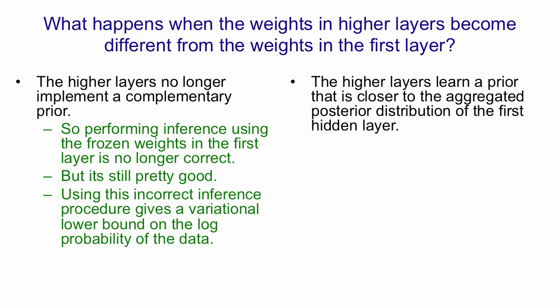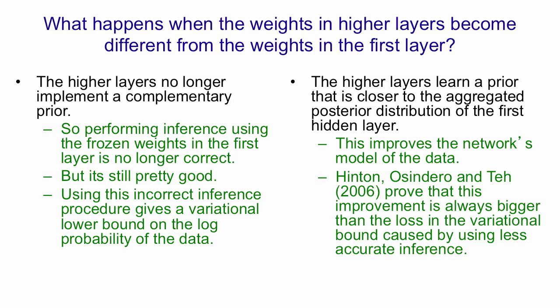The higher layers have changed because they've learned a prior for the bottom hidden layer that's closer to the aggregated posterior distribution, and that makes the model better. So changing the hidden weights makes the inference that we're doing at the bottom hidden layer incorrect, but gives us a better model. And if you look at those two effects, we proved that the improvement you get in the variational bound from having a better model is always greater than the loss you get from inference being slightly incorrect. So in this variational bound, you win when you learn the weights in higher layers, assuming you do it with correct maximum likelihood learning.